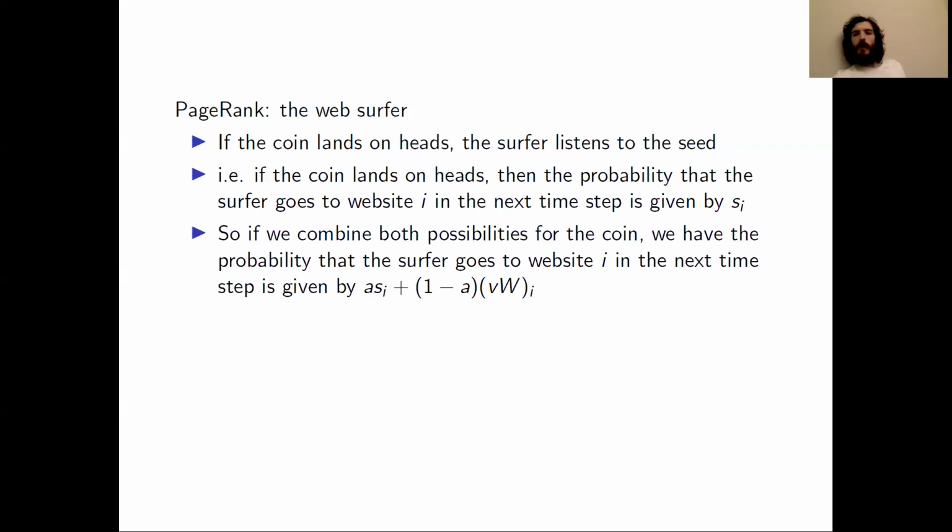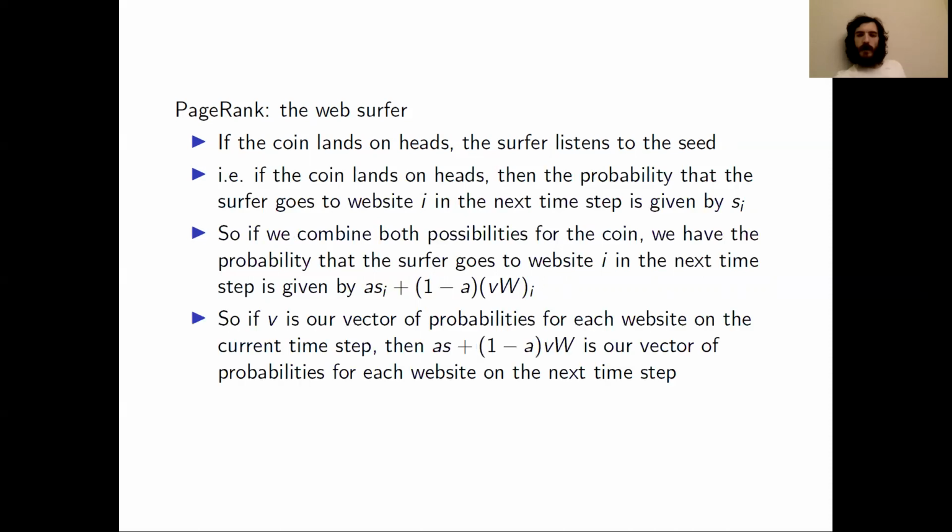So we can combine both possibilities for what happens with the coin flip. And this gives us that the probability that the surfer goes to website i in the next time step is equal to a times the ith entry of s plus (1 minus a) times the ith entry of v times W. And if we combine all of those entries together, we can see that the vector of probabilities for each website on the next time step is just a s plus (1 minus a) times v times W, assuming that v is our vector of probabilities for the current time step.